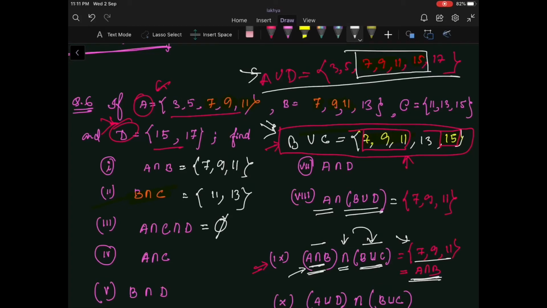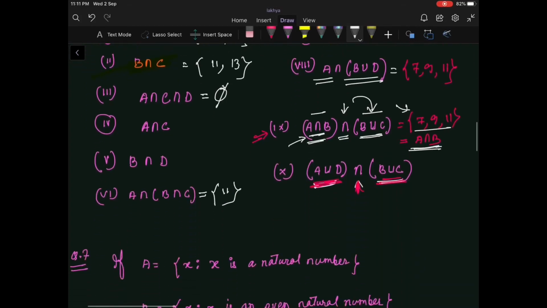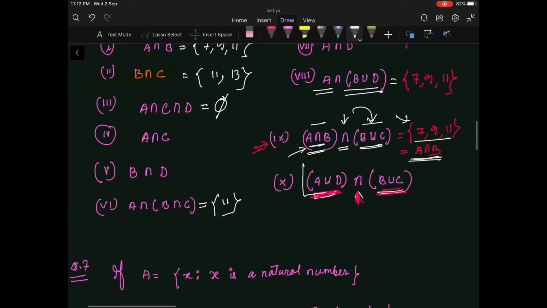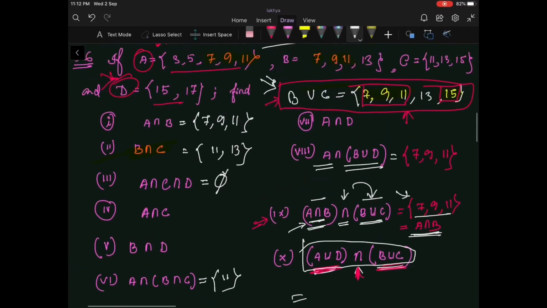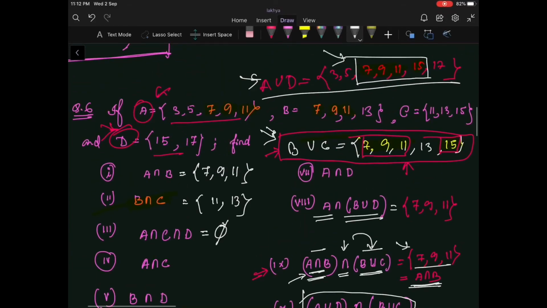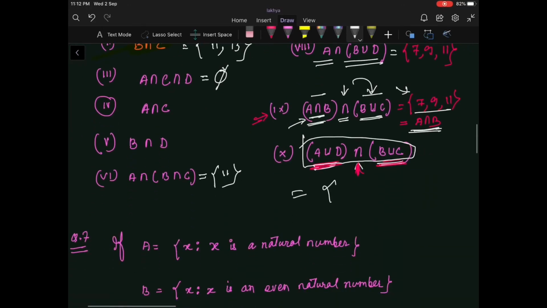So what will be the result of intersection of A union D and B union C? That's going to be equal to the set containing 7, 9, 11, 15, as these elements are common in these two sets, A union D and B union C. So what we have got? 7, 9, 11, and 15. So that's how we can solve.